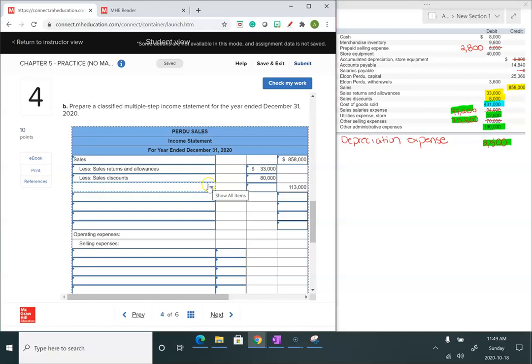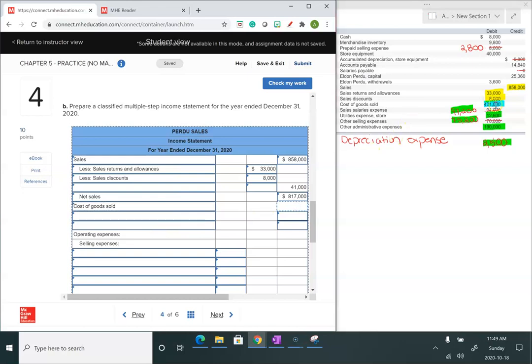So now I want to subtotal these two. I put an extra 0 there, so our sales discounts are 8,000. So just check the math on that. All that's doing is a subtotal for us for the 33,000 and the 8,000, and that's correct. So when we subtract the 41,000 from the 858, our net sales are going to be the difference, which is 817,000. Now what I want to do is subtract the cost of goods sold.